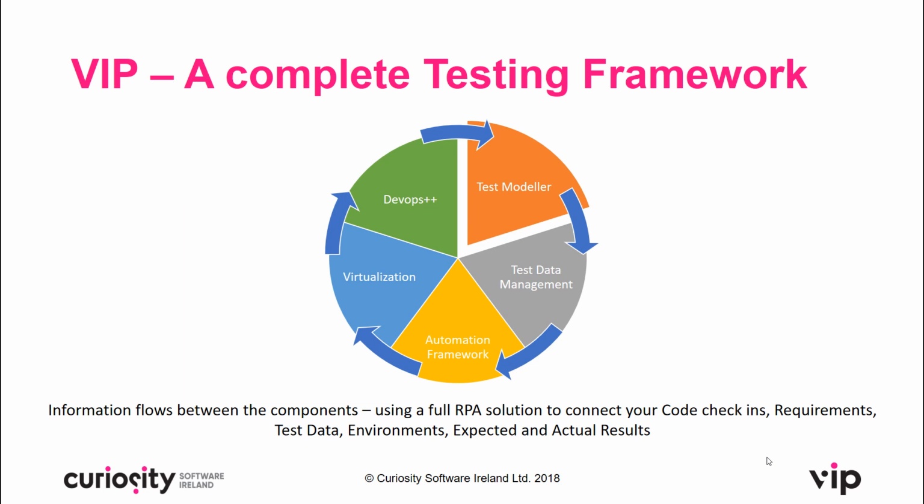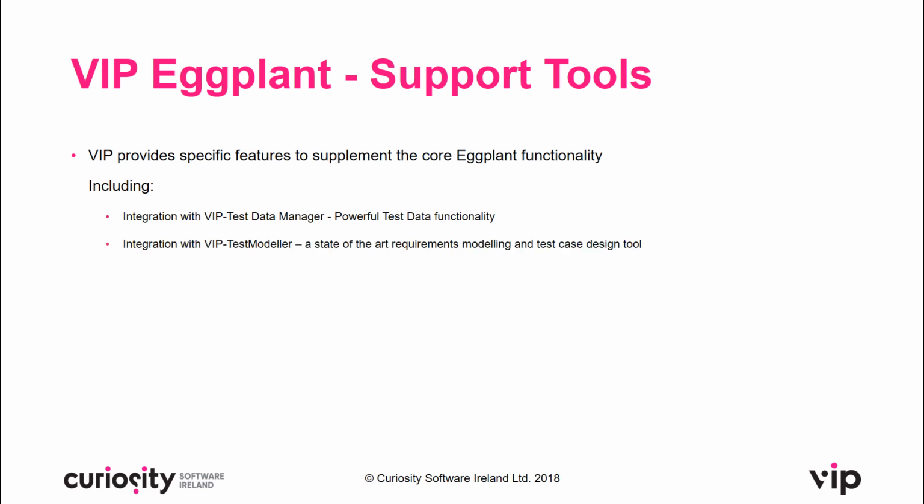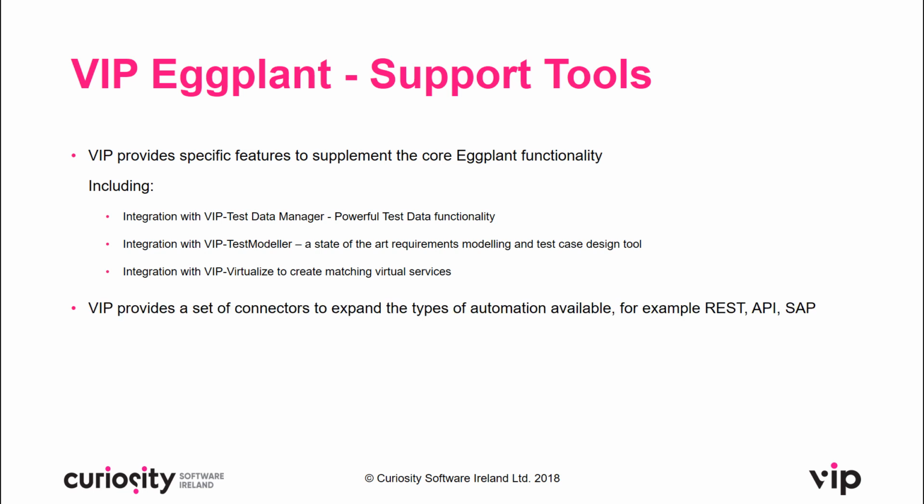As you would expect, information flows between the components, letting you track from your requirements, through your code, through your testing, to your test data, to your environments, your expected and your actual results. VIP provides specific features to supplement the core Eggplant functionality, including integration with VIP Test Data Manager, a powerful test data management tool, integration with VIP Test Modeler, a state-of-the-art requirements modeling and test case design tool, integration with VIP Virtualize to create matching virtual services.